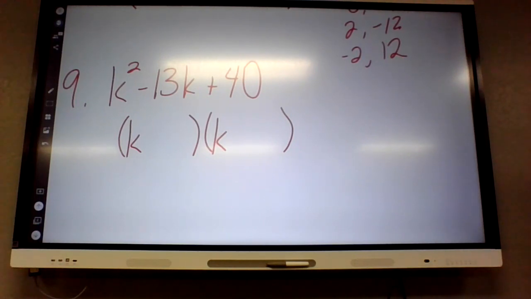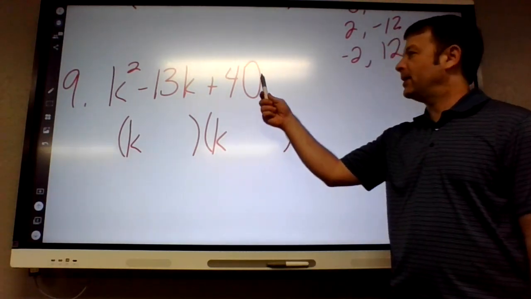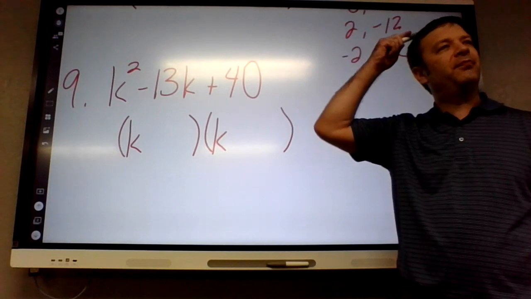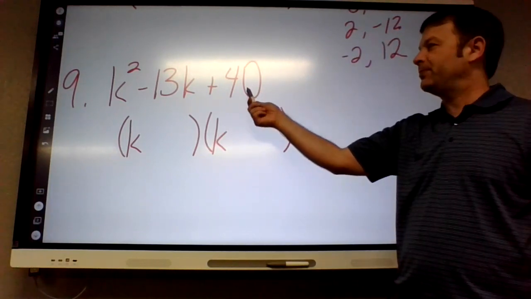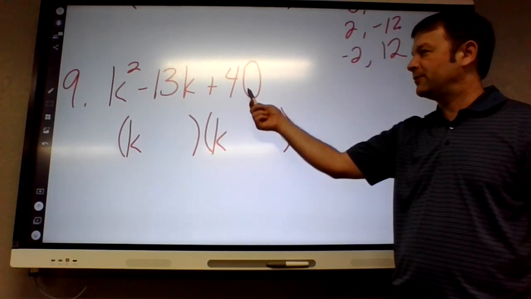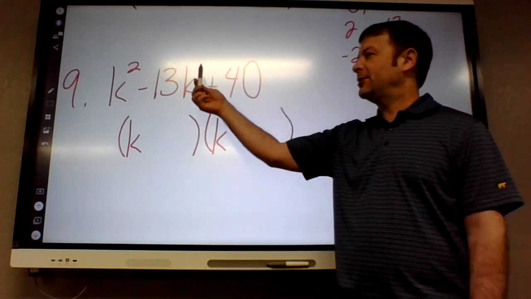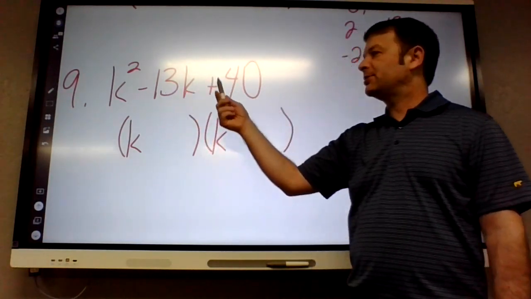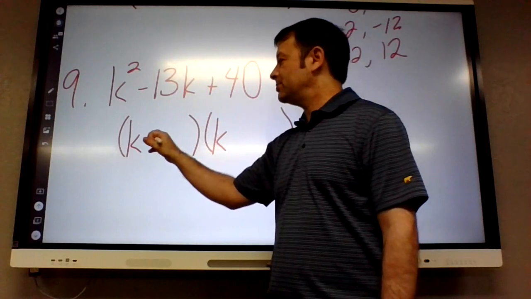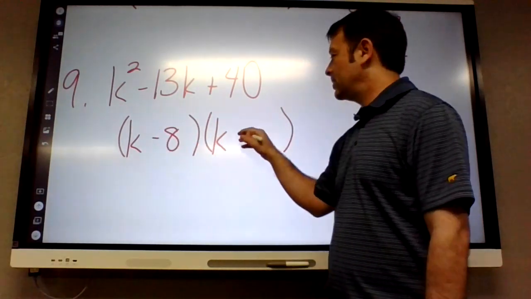These assignments are a lot easier if you're good with your times tables and adding in your head. If you have to use a calculator, you can, but it makes it hard. What's the first thing you think of from your times tables? What goes into 40? 8 times 5. Does that add up to 13? Yeah, so if it's negative 13, we're going to use negative 8 and negative 5.